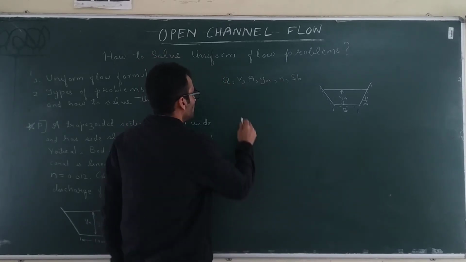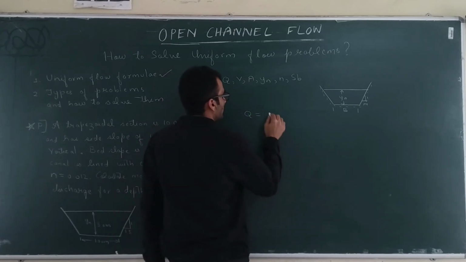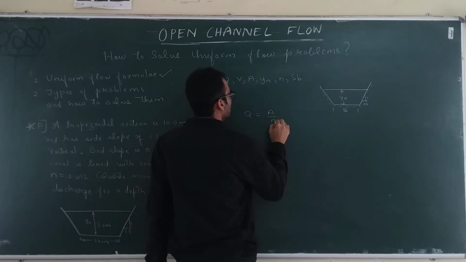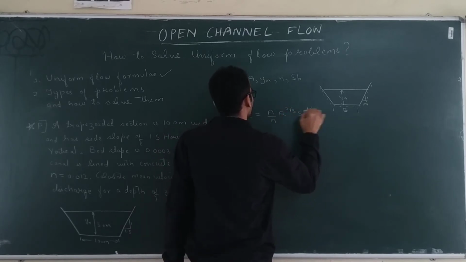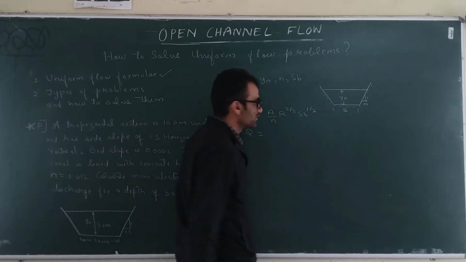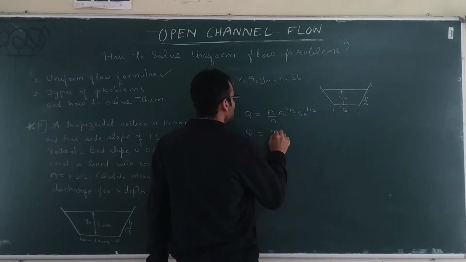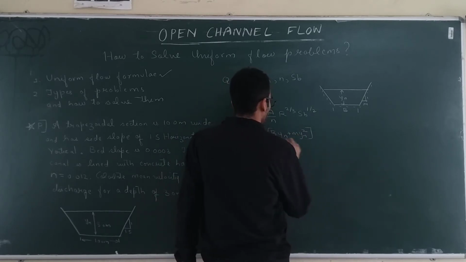Suppose you talk about Manning's formula. Manning's formula is Q equal to A by N R to the power 2 by 3 SB to the power 1 by 2. So you can write Q is equal to A, which for trapezoidal sections, as we have seen earlier, is By plus m yn square, and R upon N.